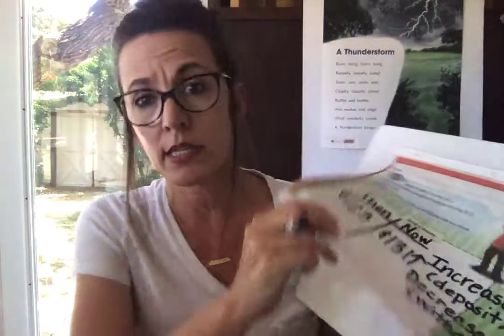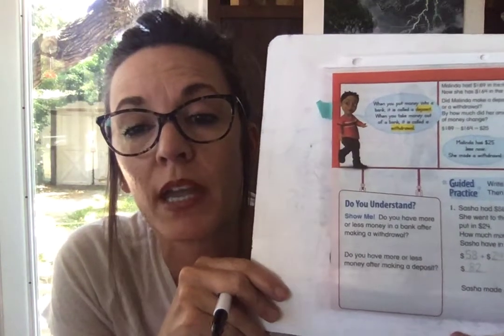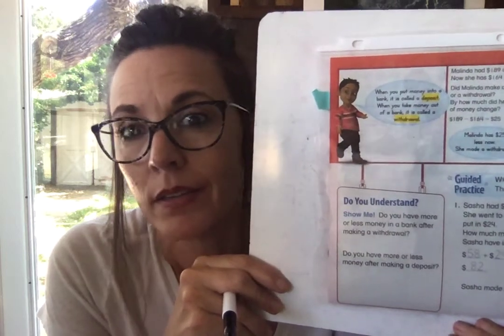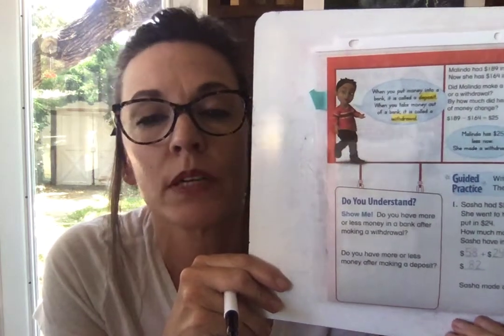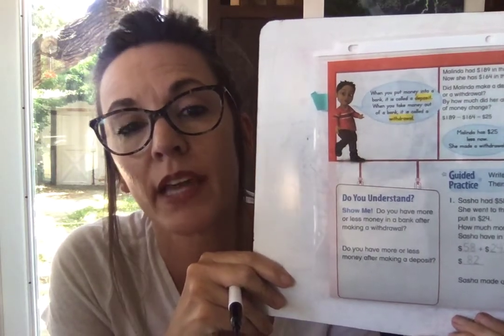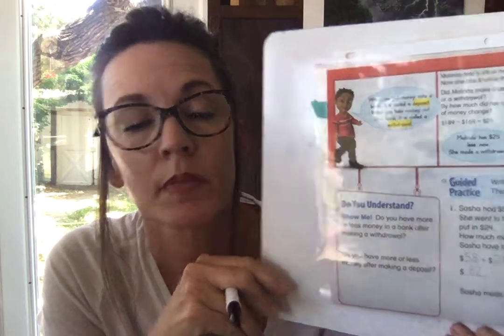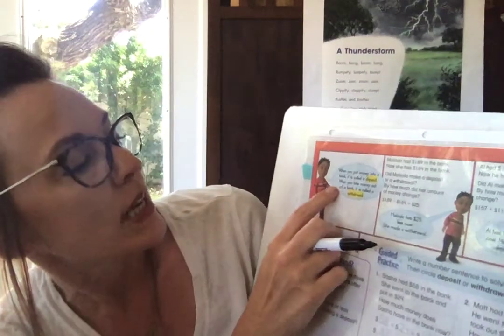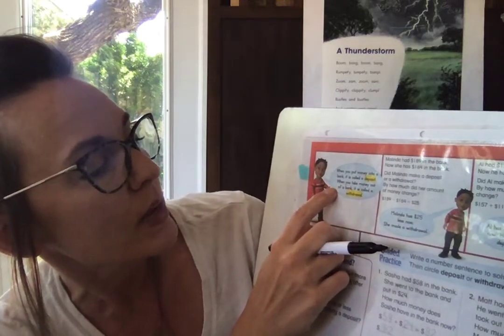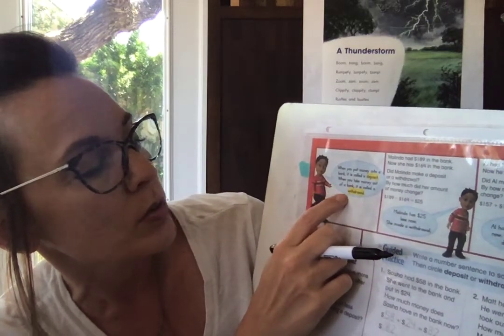And mamas and daddies can tell you all kinds of things about deposits and withdrawals. We work, we get paid, our money goes in the bank, making a deposit. Then we have to buy groceries and pay bills, do something fun. We have to take money out of the bank. That is called a withdrawal. When you put money into a bank, it is called a deposit. When you take money out of a bank, it is called a withdrawal.